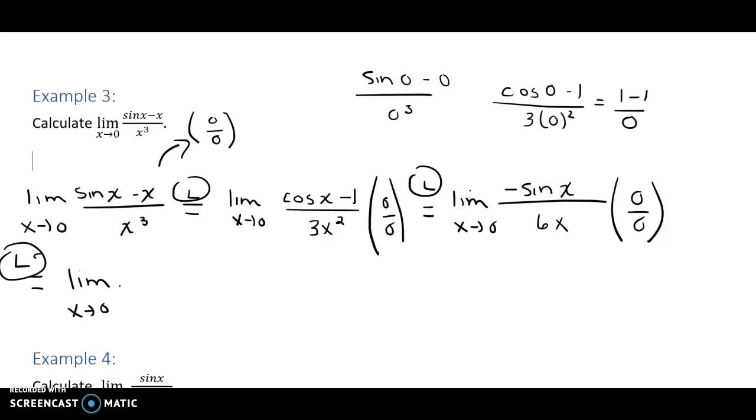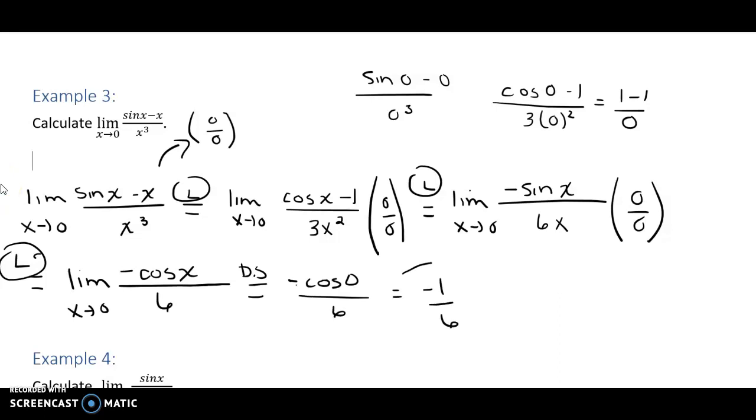So the limit as x approaches 0, I end up with negative, the derivative of sine is cosine, right? The derivative of 6x is simply 6. And now I can do direct substitution. So that's negative cosine 0 over 6, which is negative 1/6, right?